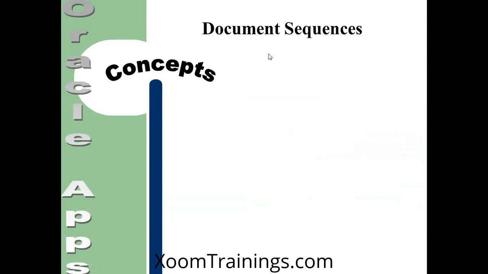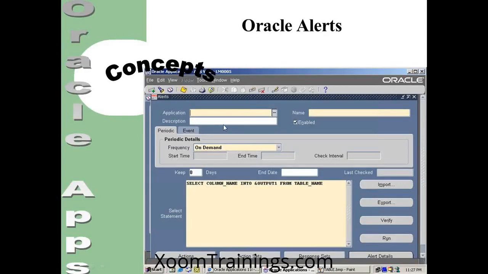That is called document sequences. Next, Oracle alerts. I told you, apart from the system administrator and application developer, we are going to discuss the Oracle alerts also. Basically these alerts are of two types, periodic and event. Both we will discuss.